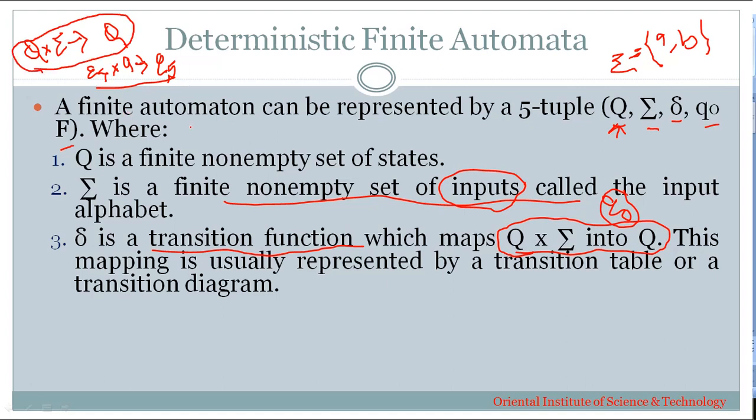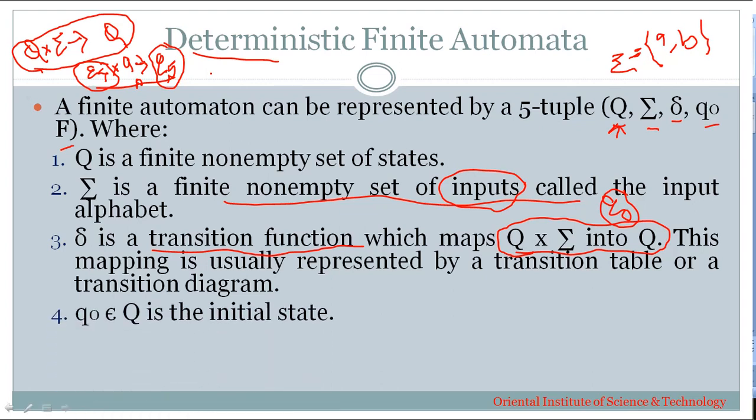This particular transition is shown by the δ function, the transition function. This is very important in finite automata, and this is also a deterministic finite automata. Why? Because there is determinism. That means on a particular state, on getting some input, we should move to some state. There is only a single choice of transition.